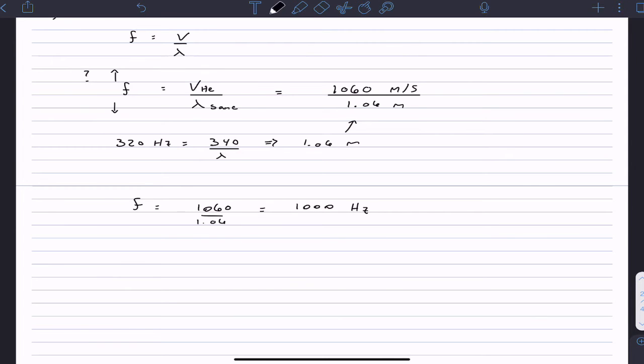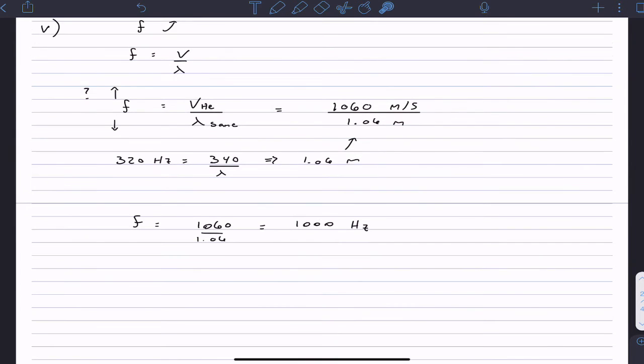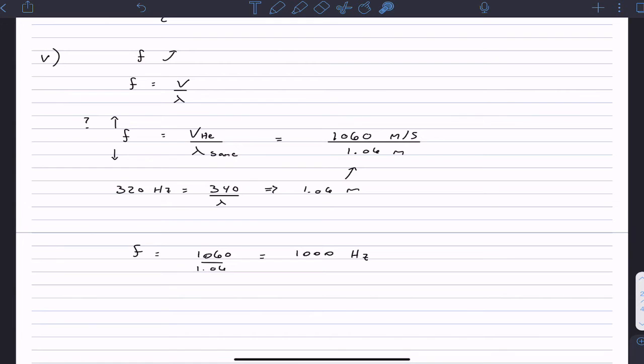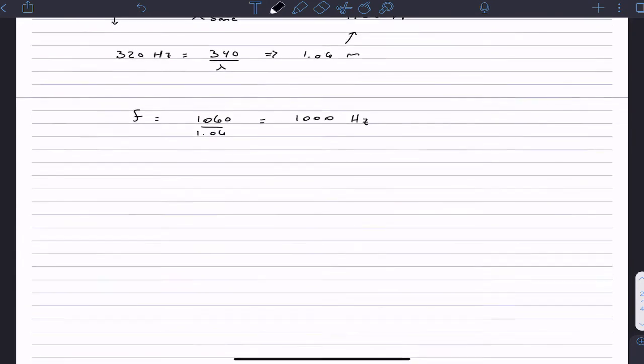1,000 hertz. So we've gone up. In air, we had 320 hertz with the same wavelength, and in helium, with the same wavelength, we have 1,000 hertz. So it's gone up. So that's the reasoning.